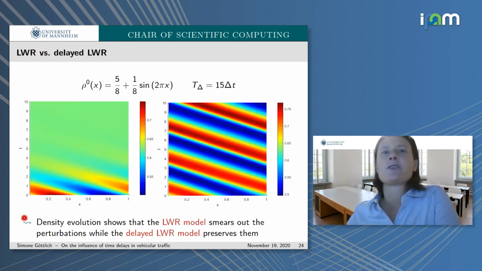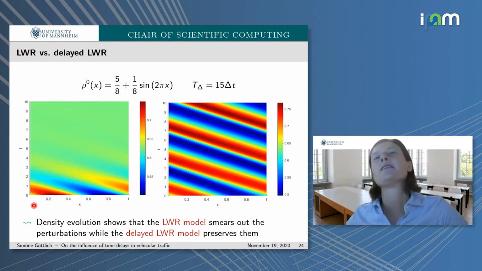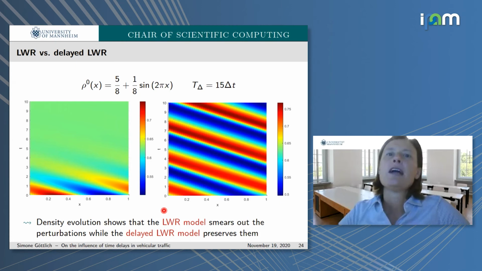The first picture now compares the LWR versus the delayed LWR model. The idea is to present some perturbation in the initial data, as you can see here, and we have fixed a delay of this type. Then what would happen? On the left, you can see the LWR model, and on the right, you see the delayed LWR model. The density evolution shows that the LWR model smears out the perturbations while the delayed LWR model preserves them.